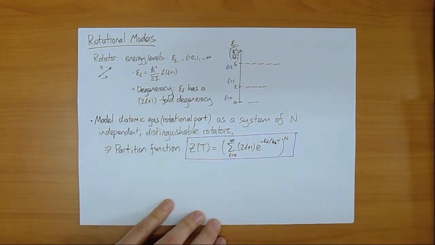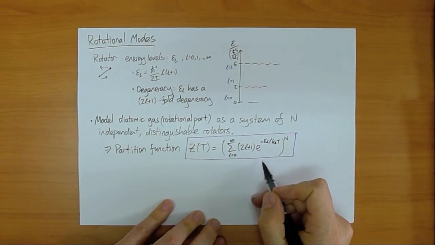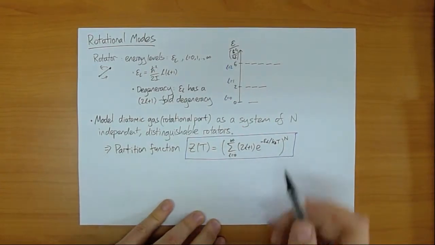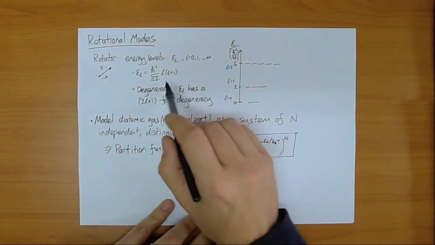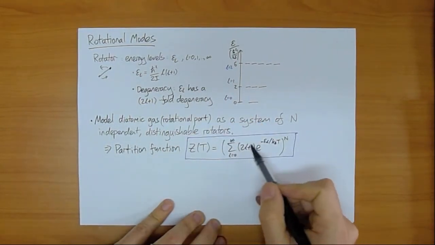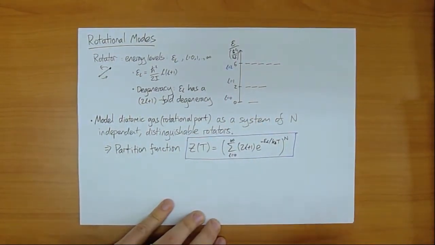In particular, we're interested in the heat capacity, remember? However, you can't do this sum exactly. Epsilon L here is L times L plus 1, and you've got a factor of L down here. This sum cannot be done exactly, so we need to make some approximations.